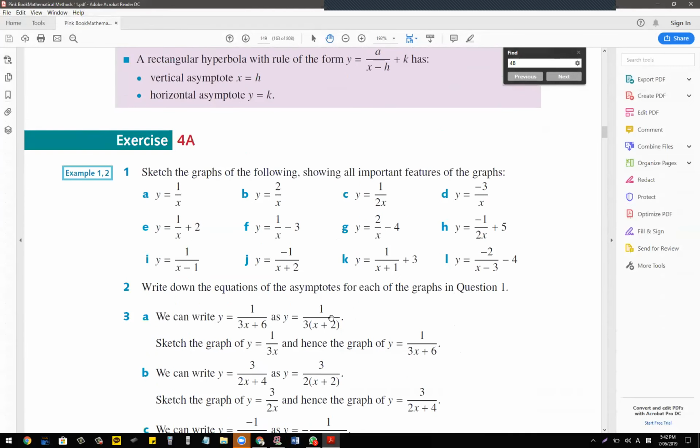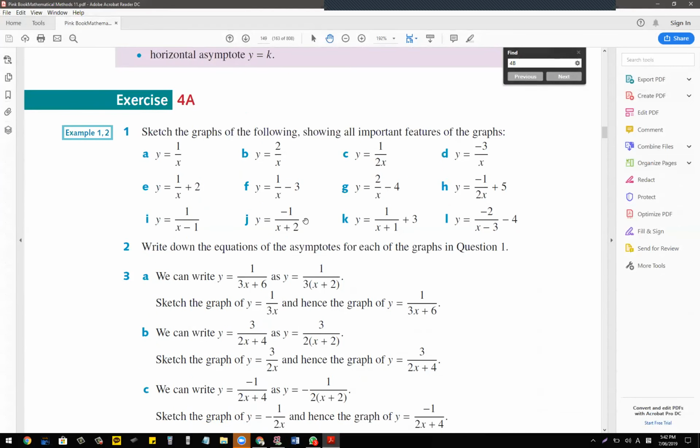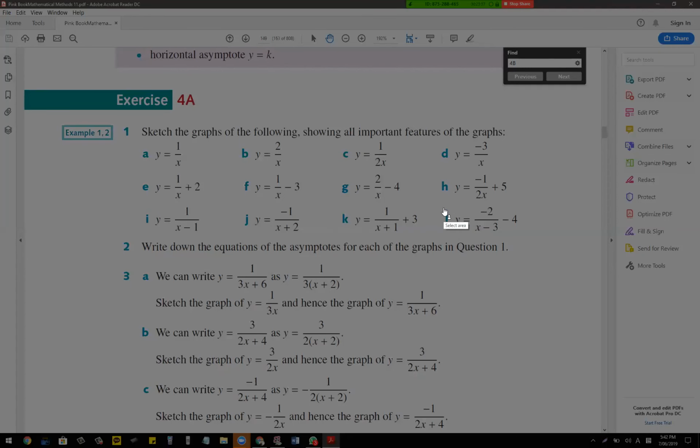So in the exercise, we'll sketch this graph. It's pretty simple, right? Yeah. So I'll show you how to do the last one here. Okay. So how do you graph this one?